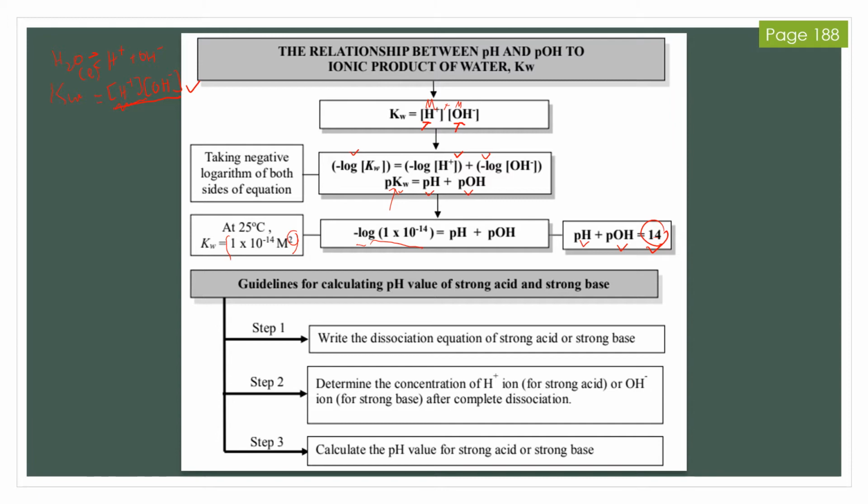Okay. This is a guideline for calculating the pH value for the strong acid and the strong base. Strong acid and strong base are easy to calculate compared to the weak acid and weak base. This is direct. So the first step you need to do is write the dissociation equation for the strong acid and the strong base. Because it is a strong acid and a strong base, we will get full dissociation. So for example, we have acid HA here. HA will fully dissociate to form H plus and also A minus.